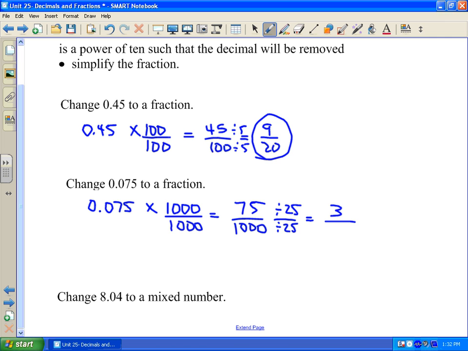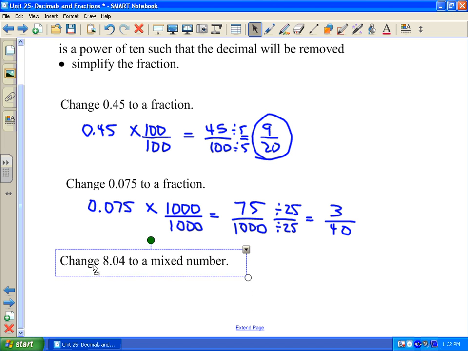Now, I'm going to keep the 0 there. How many times does 25 go into 100? Well, it goes in 4 times. So it'd give me 3/40. Okay, so decimal 0.075 is really 3/40. Now, what happens if I have a number that's bigger than 1?